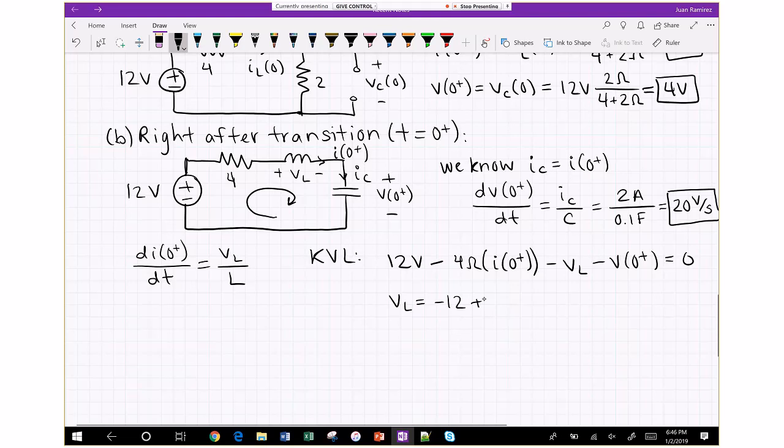4 times 2 amps plus 4 volts for the capacitor voltage. And if you add that all up, you end up with 0. Therefore, your di/dt is equal to 0 divided by the inductance. Doesn't really matter what the inductance was because you'll get 0 amps per second. Is that possible? Sure, it's possible.